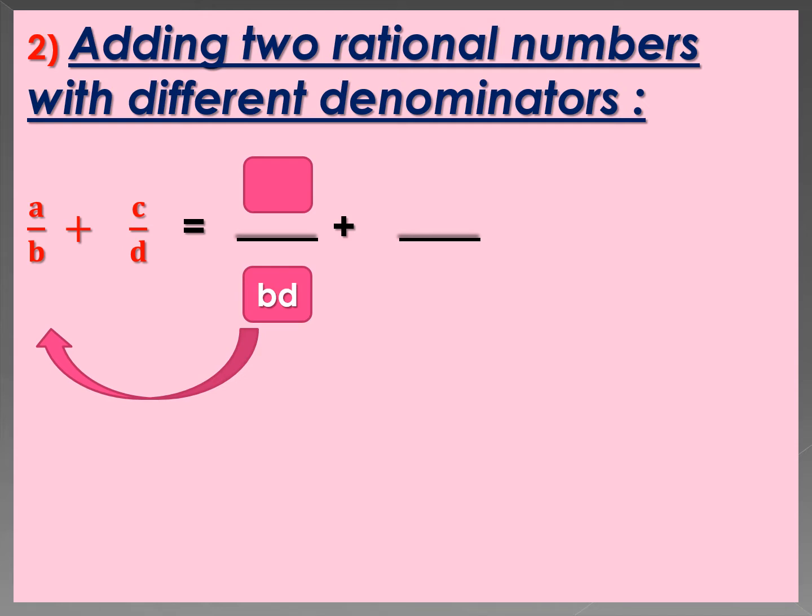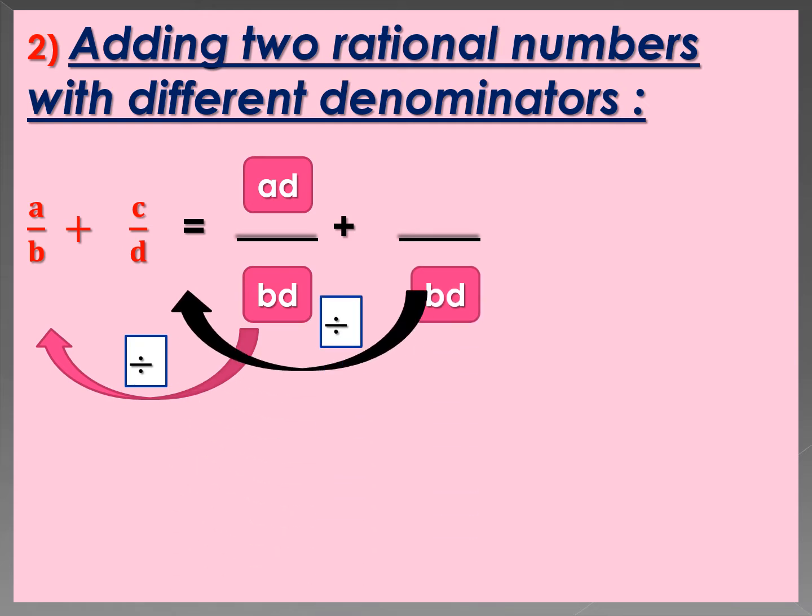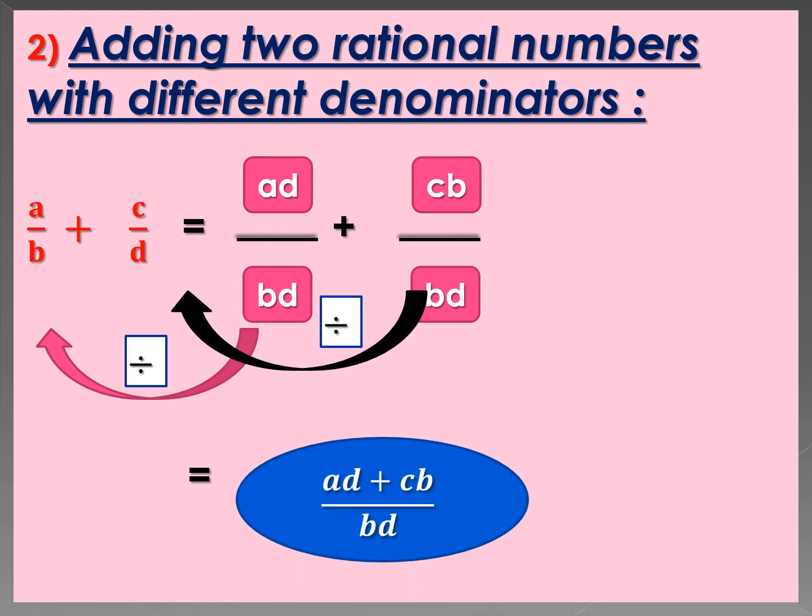So the new numerator will equal ad plus, by the same way, bd in the denominator, dividing it by d to get cb. So we have here ad plus cb all over bd.